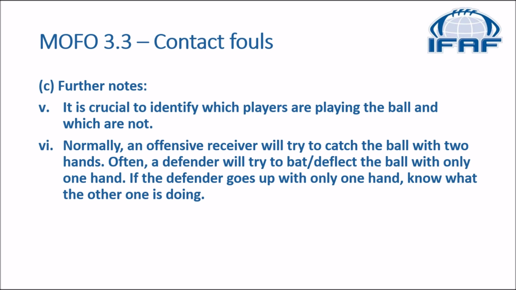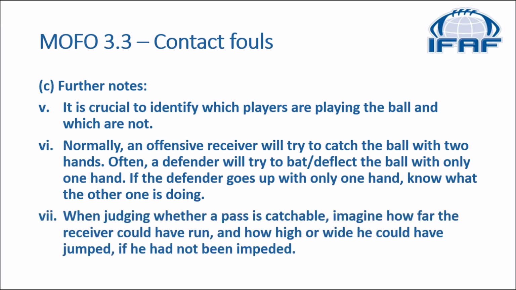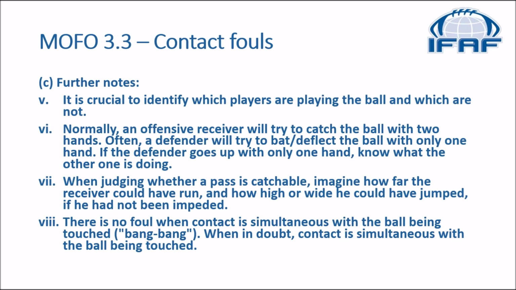6. Normally, an offensive receiver will try to catch the ball with two hands. Often, a defender will try to bat or deflect the ball with only one hand. If the defender goes up with only one hand, know what the other one is doing. 7. When judging whether a pass is catchable, imagine how far the receiver could have run and how high or wide he could have jumped if he had not been impeded. And finally, 8. There is no foul when contact is simultaneous with the ball being touched, the bang-bang situation. When in doubt, contact is simultaneous with the ball being touched.